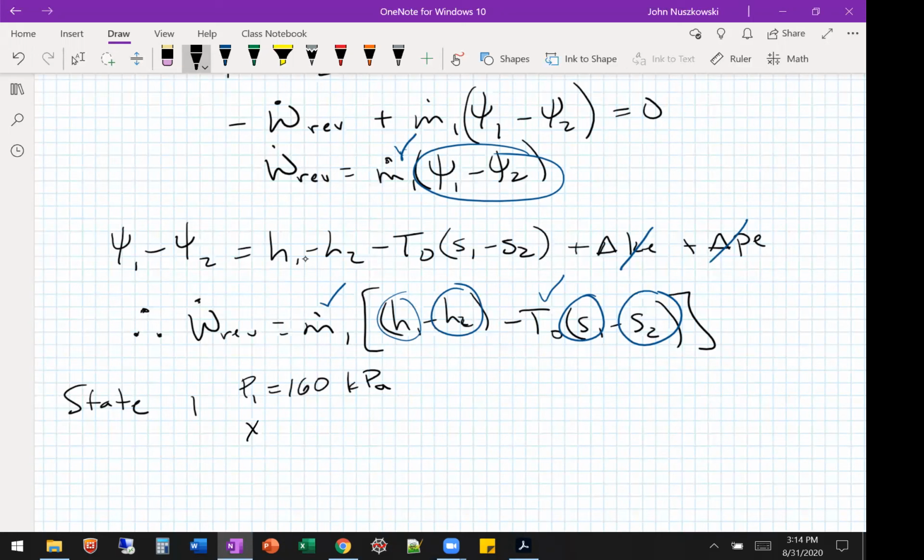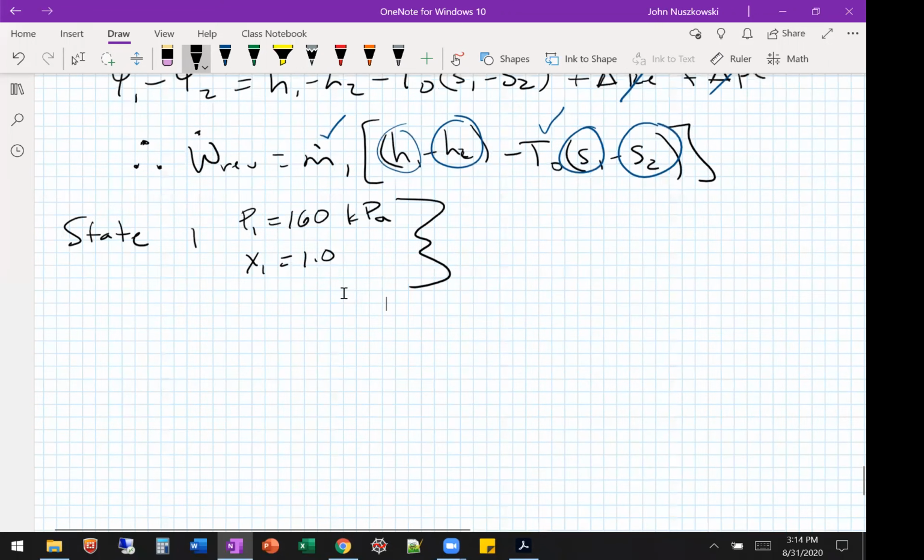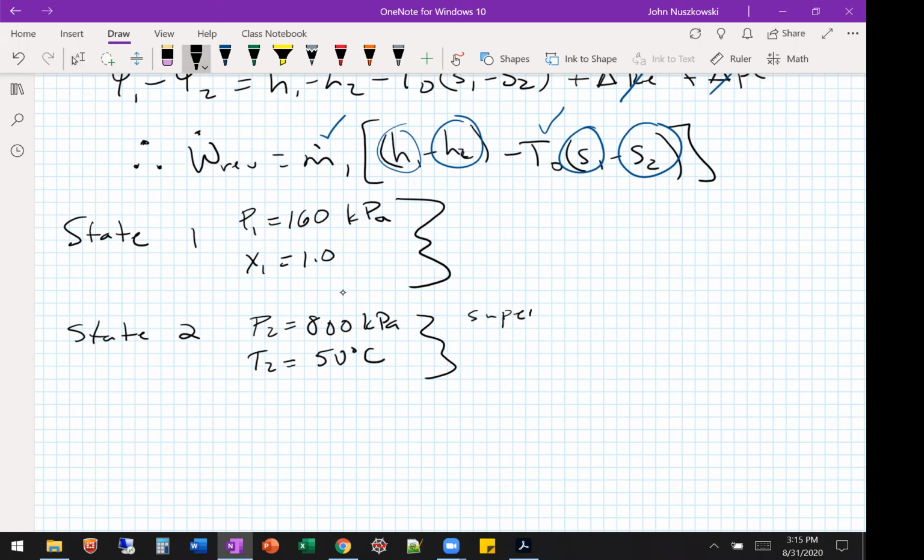So in our case, we have state 1: 160 kPa, quality of 1. So it's a saturated vapor, so our state is fixed. Okay, so we can get any properties we need there. And then state 2, we have a pressure and a temperature, and we'll end up seeing that's a superheated vapor, so our state is also fixed.